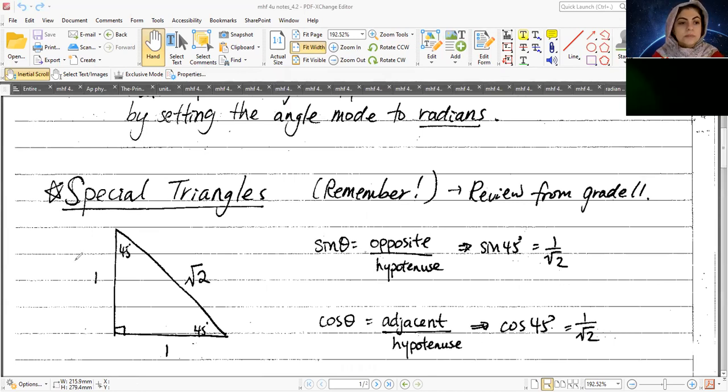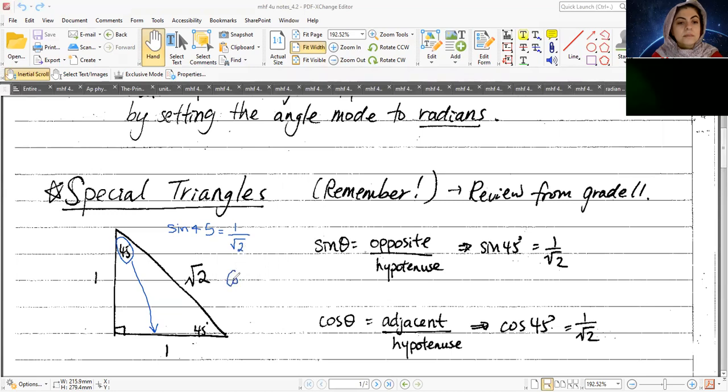Let's just do it together. Let's say I want to find the sine of 45. Sine of 45 is opposite over hypotenuse. Opposite is the side that is in front of that angle. Opposite is 1. Hypotenuse, of course, is the longest side, in front of your 90-degree angle. So it is 1 over square root of 2.